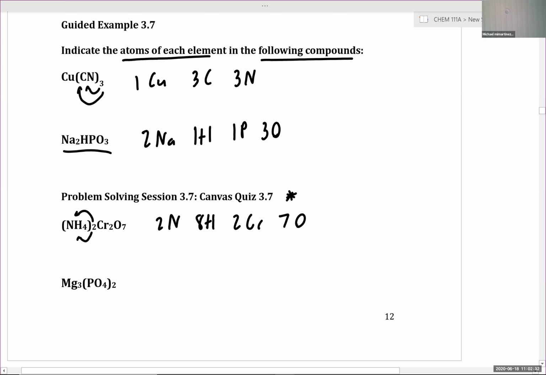For magnesium phosphate, we have 3 magnesium atoms. The subscript again applies to all species in the parentheses. So 2 phosphorus atoms and 8 oxygen atoms. Any questions on this example?